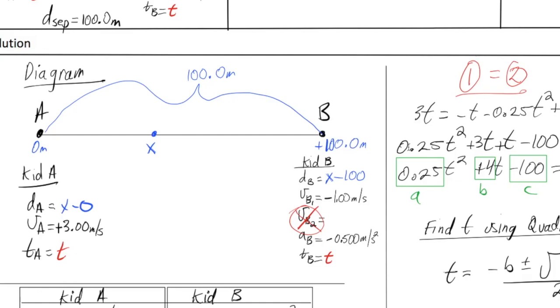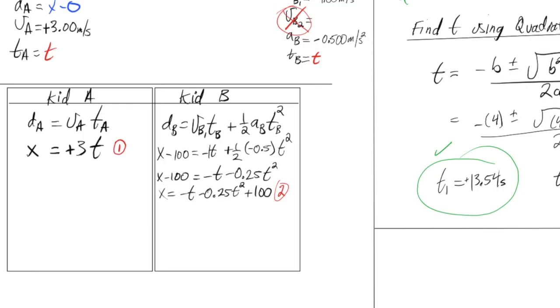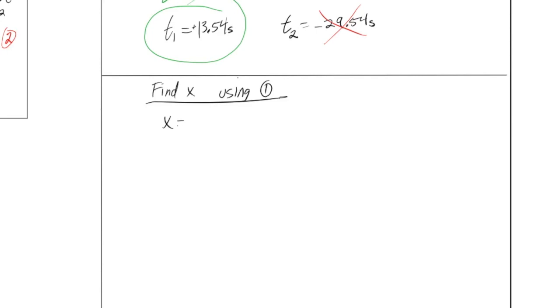So next, of course, we have to find our position x. So we have 2 choices of equations. We can use this one or that one. Yeah, I've made my choice. So x is equal to 3t, which is 13.54, which works out to 40.62 meters.